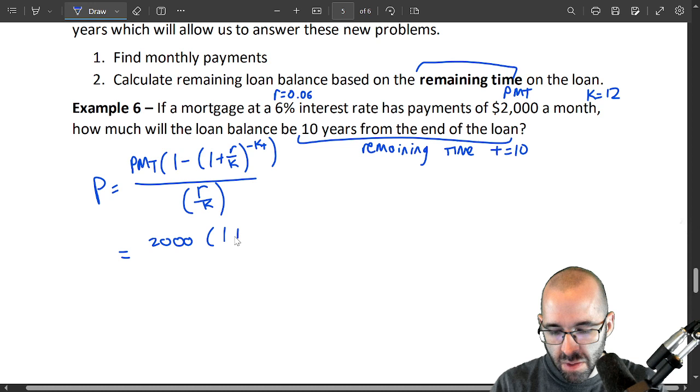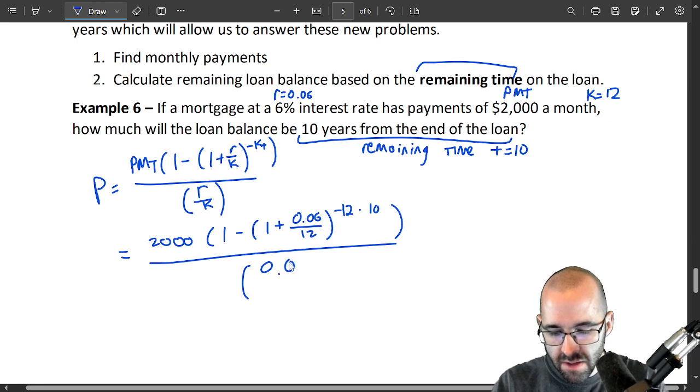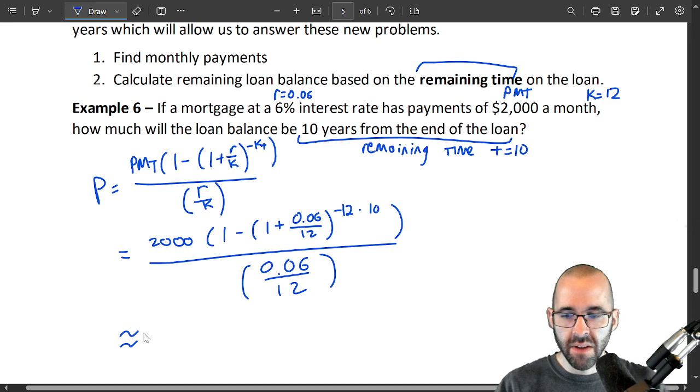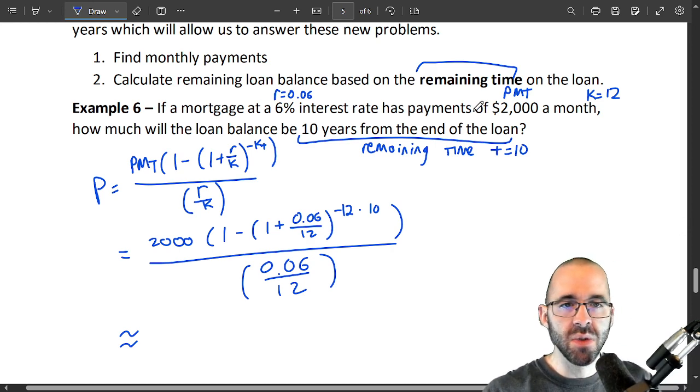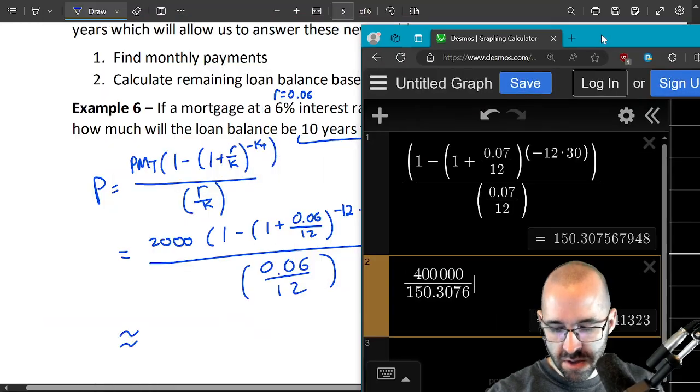Paying $2,000 a month, 1 plus... Whoa, 1 minus, sorry. 1 minus 1 plus R over K, to the negative K times T, all over R over K. And again, these should look pretty familiar. Like we're doing the same thing many times, which is hopefully helpful.